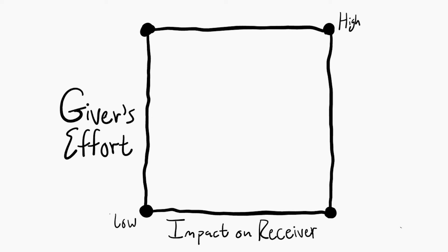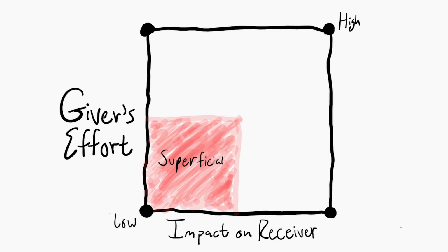This matrix has two axes for quality of gift. Our first is giver's effort. Effort is not necessarily how much money you spend on a gift, but it can be. It can also just be how much time you spent on the gift, but we'll get into more specific examples later. The bottom is impact on receiver, so how much effect did the actual gift have on the person? When we line these two things up, it gives us four distinct quadrants.